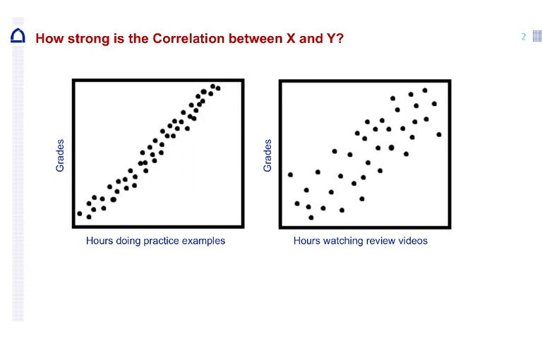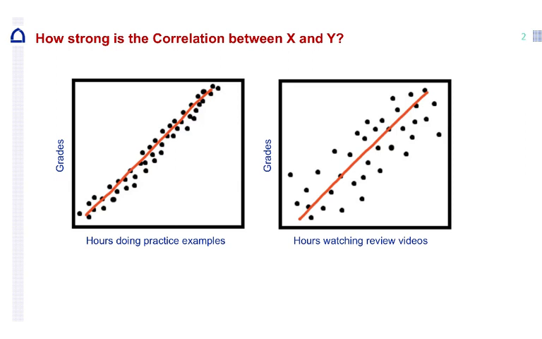The first one on the left measured the hours a student did practice examples in studying for a test, and then the grades they achieved. And the second example gives a scatter plot of how many hours the students watched review videos and the grades they received. As you can see, in both cases, we have positive linear relationships, but they are different.